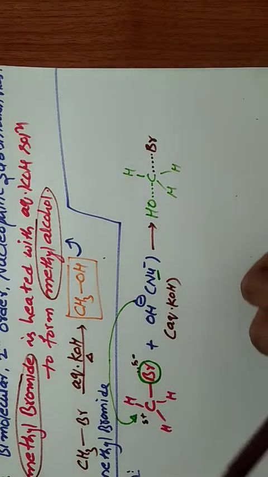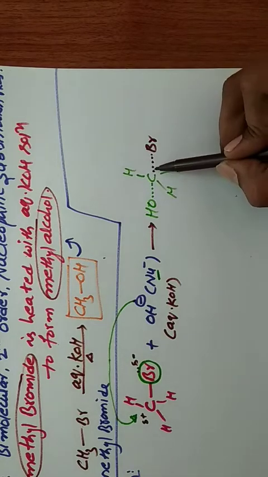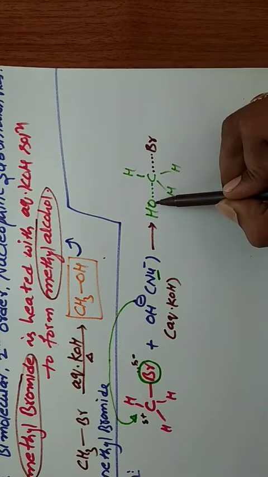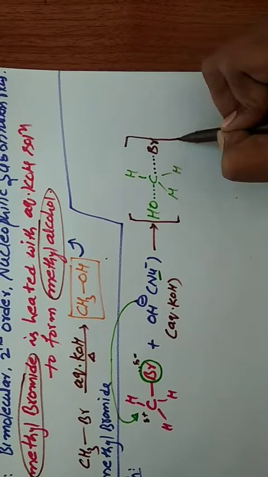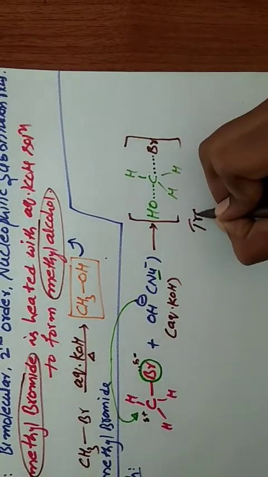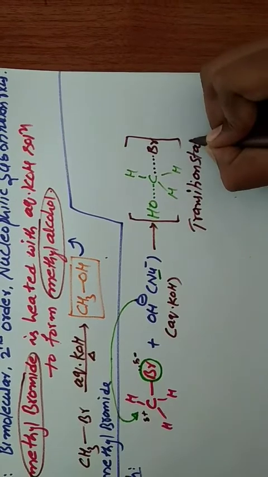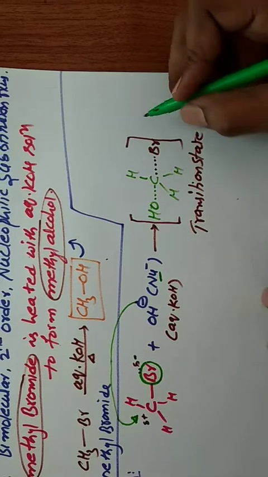This is called the transition state. After some time, this is unstable. The transition state is unstable because carbon is getting 5 bonds. So immediately this one. So this is the fast step, this is the slow step. Generally this is the slow step.